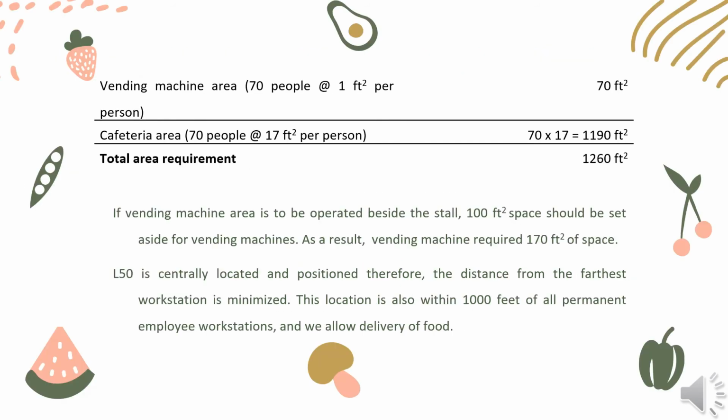From the calculation, we require a total area of 1,260 square feet, but if the vending machine is to be operated beside the stall, 100 square feet of space should be set aside for the vending machine. As a result, the food service will require 170 feet of space.